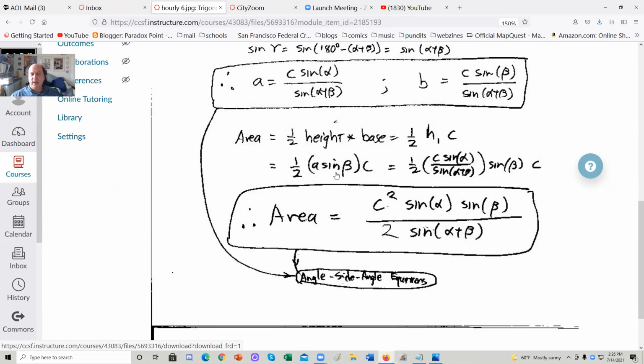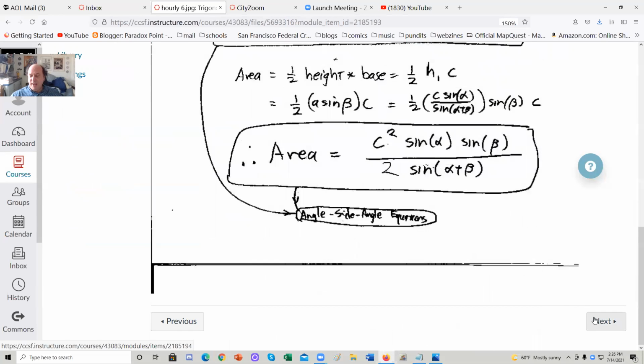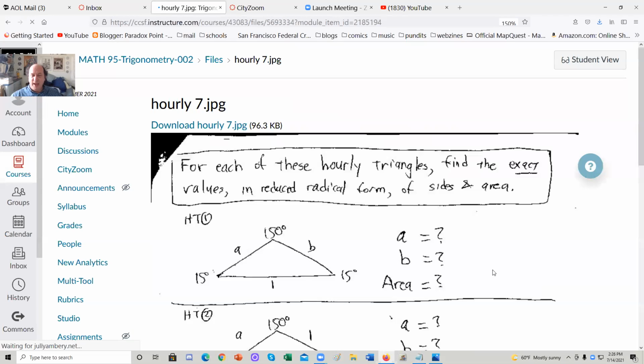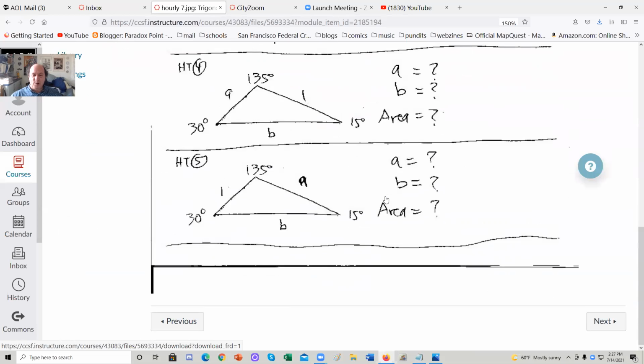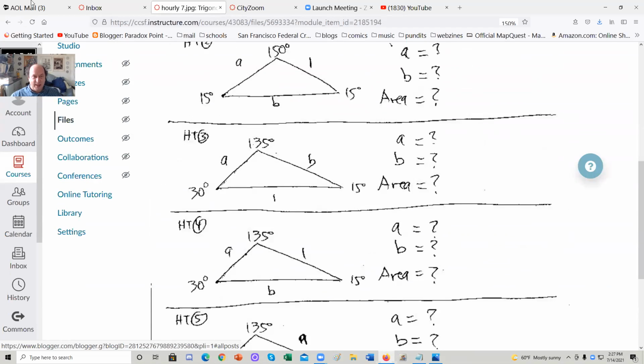h1c, a half a sine beta c, which is a half c sine alpha over sine of alpha plus beta sine beta c. So the area of a triangle given a side and two angles adjacent to it is c squared sine alpha sine beta over twice the sine of alpha plus beta. And I'll use that to, I'll ask you to derive areas of a whole bunch of 30 or so triangles, but I'll get to that later.